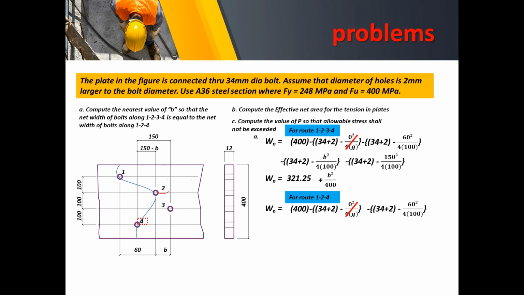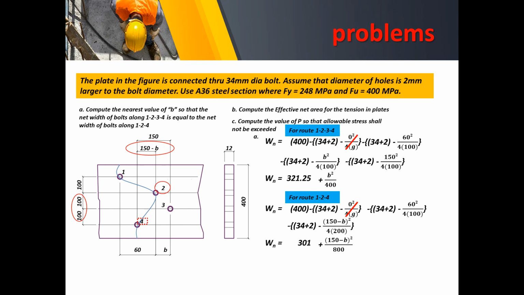And then for the fourth, connecting from 2, there will be a pitch distance of 150 minus B with a gauge distance of 200. So we place that into the D prime equation. So 34 plus 2 minus 150 minus B squared all over 4 times 200. So therefore, our net width on route 1, 2, 4 is 301 plus 150 minus B squared all over 800.